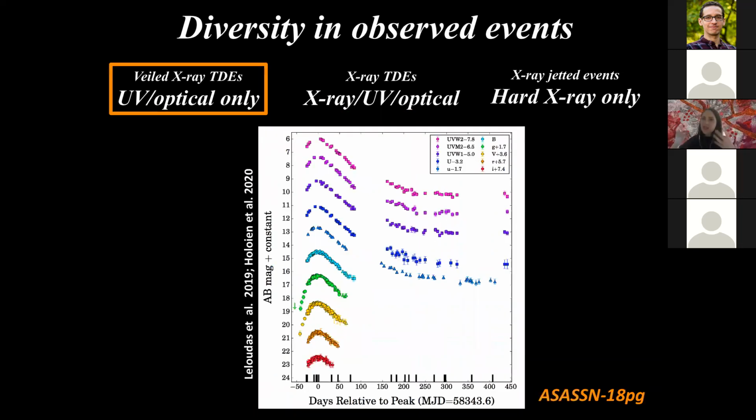While some other events don't, actually the more common thing is that you find that other events don't seem to exhibit observable X-rays and are really only observable in optical or UV. And so here's an example of ASASSN-18pg. And this is the most common type of tidal disruption event that we detect. Seeing X-rays is usually the exception rather than the rule, right? Which is different from what our expectations were.